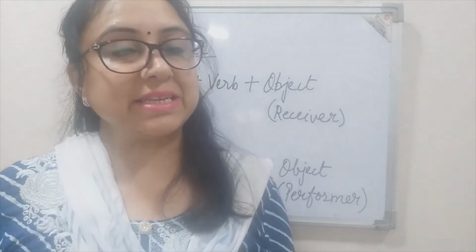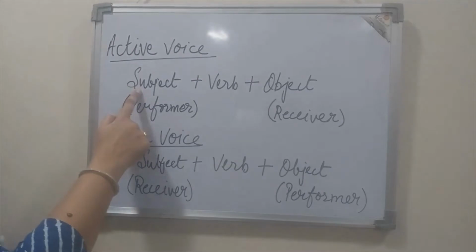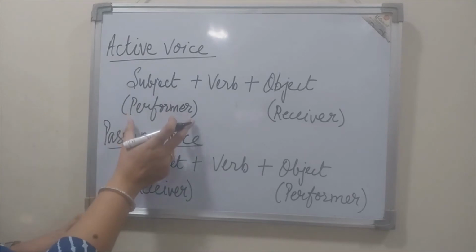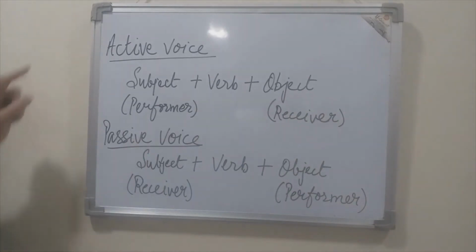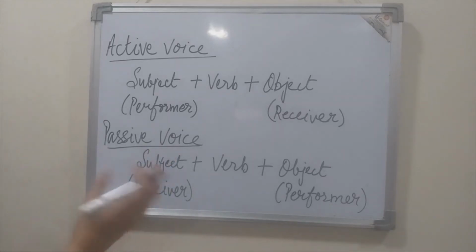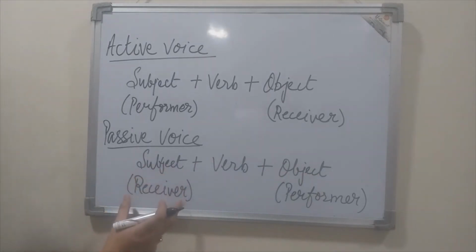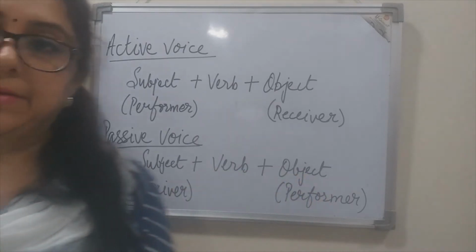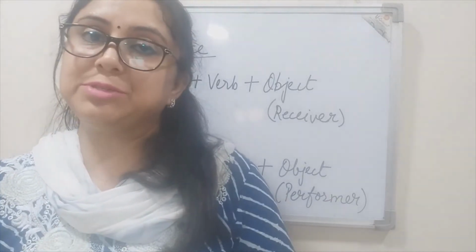So, what is the basic structure of the sentences in active and passive voice? Subject, verb, object. Now, at the subject's place, the performer is there, and at the object's place, the receiver is there. This is active voice. And the structure of sentences in passive voice is again the same. Subject, verb, object. But at the subject's place, the receiver is there, and at the object's place, the performer is there. I hope this much is clear to each one of you. The concept is clear by now.